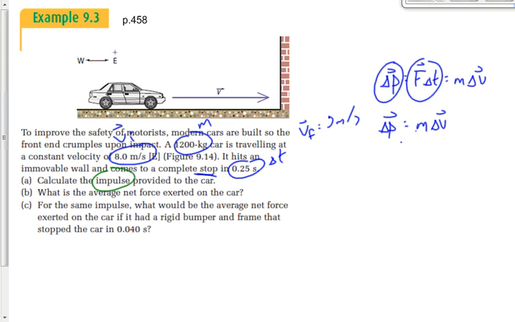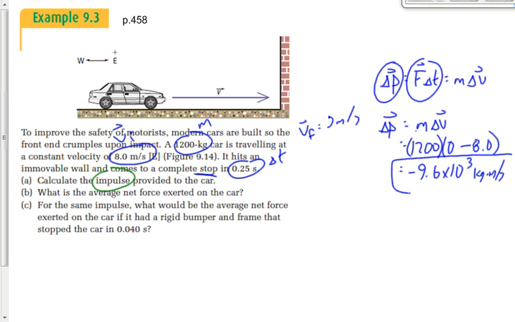We got M, it's 1,200 kilograms. Delta V is 0 minus 8. Right, final minus initial. That works out to be negative 9.6 times 10 to the 3 kilogram meters per second. Can anybody tell me why that's a negative value? Don't say, oh, because 0 minus 8 is negative 8. Not mathematically why it's a negative value, but conceptually, why should it be a negative value, Andy?